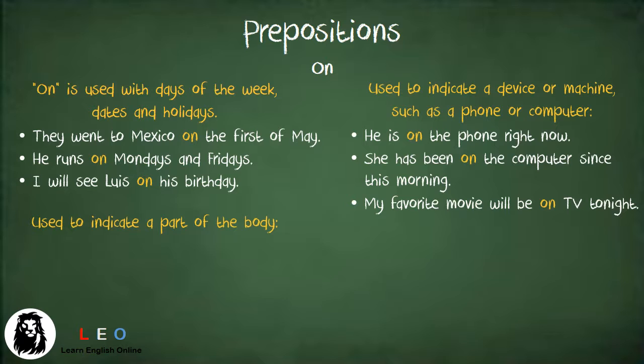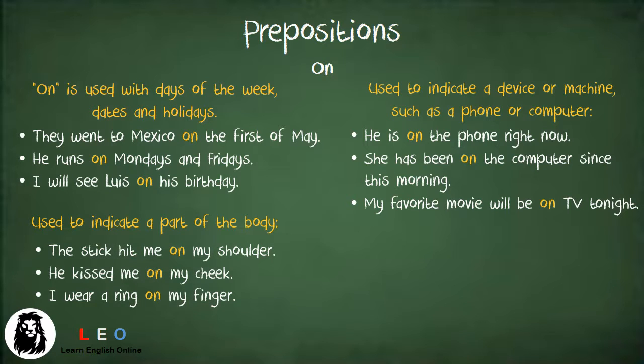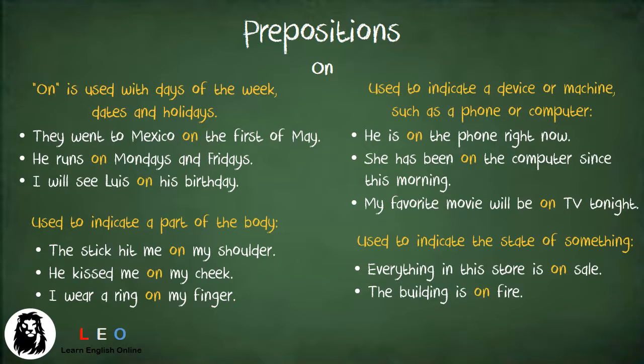On is used to indicate a part of the body. For example, the stick hit me on my shoulder. He kissed me on my cheek. I wear a ring on my finger. And finally, on is used to indicate the state of something. For example, everything in this store is on sale. The building is on fire.